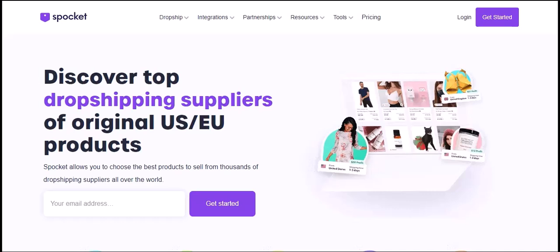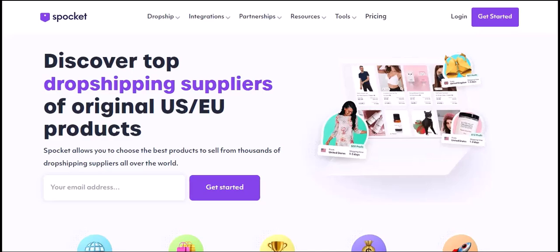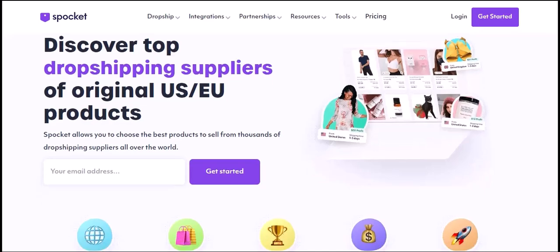Imagine you're starting an online store. You've got the products, the website, but you're still missing one crucial piece, a reliable supplier. That's where dropshipping platforms like Oberlo and Spocket come in. They connect you directly to suppliers, allowing you to sell products without holding any inventory. But which platform is the better choice?